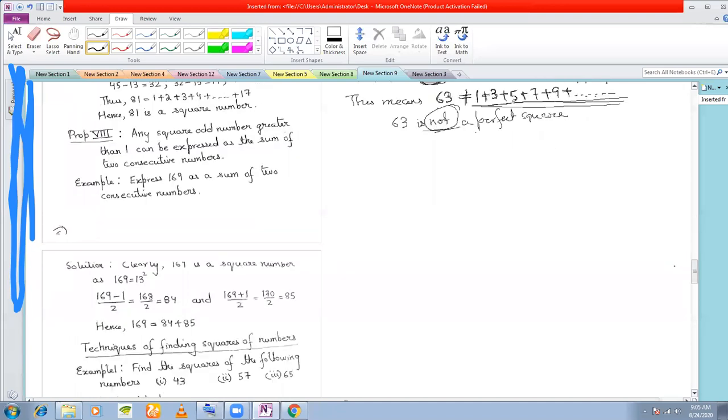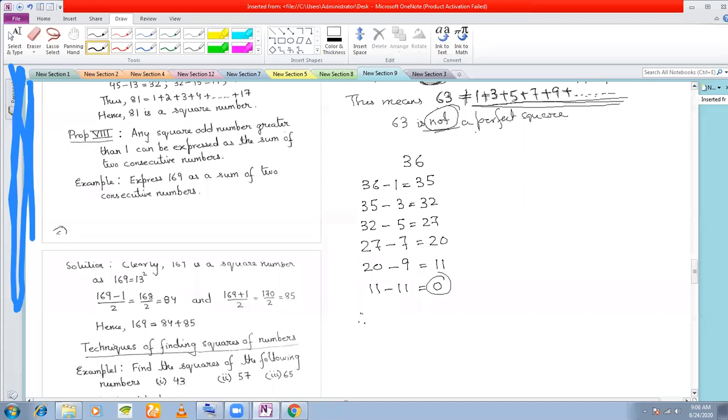Let us take a simple example this time. Let us take 36. We know this to be a perfect square, but let's check whether this is a perfect square. So 36, let's keep subtracting the numbers. Yes, we are getting a 0 at the end.